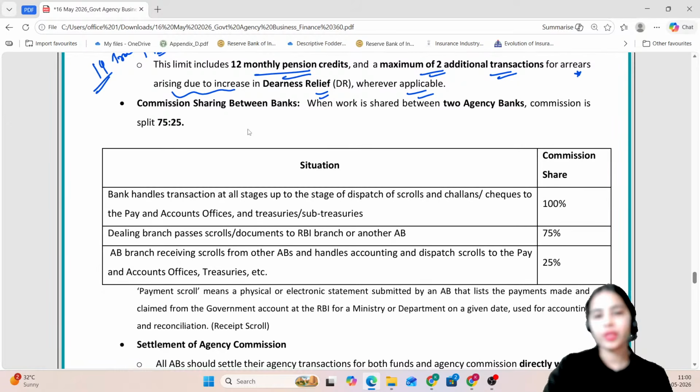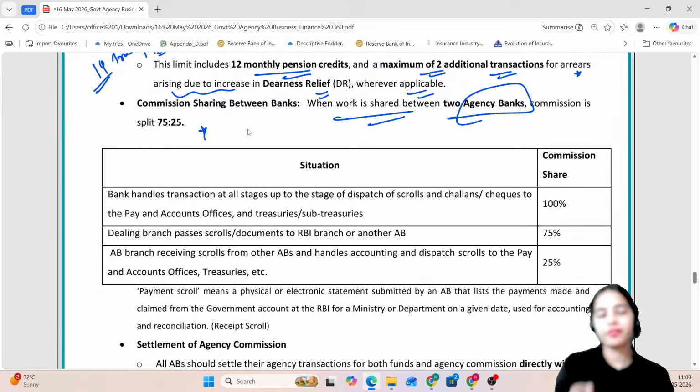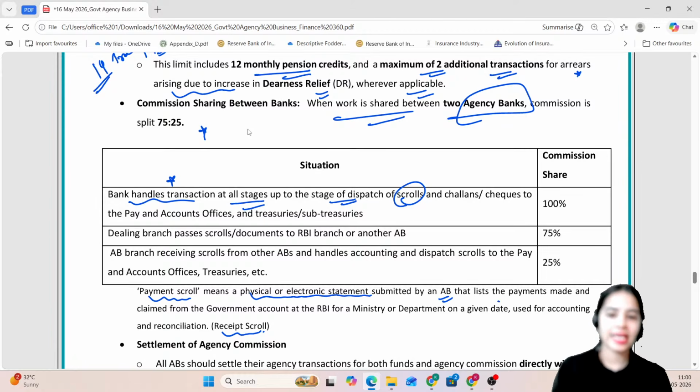Next, commission sharing between banks. So when work is shared between two agency banks, the commission is split 75 to 25. If the bank is handling all the transactions in a complete manner, that means the bank is handling the transaction at all stages up to the stage of dispatch of the scrolls, which are basically the payment scroll or the receipt scroll, the physical or electronic statement that is submitted by the agency bank that lists the payments made and claimed from the government account at the RBI for a ministry or department on a given date.